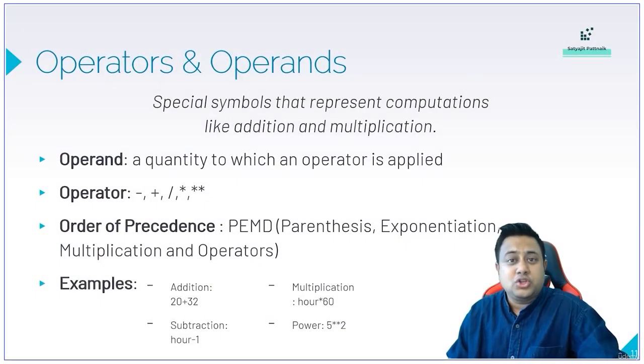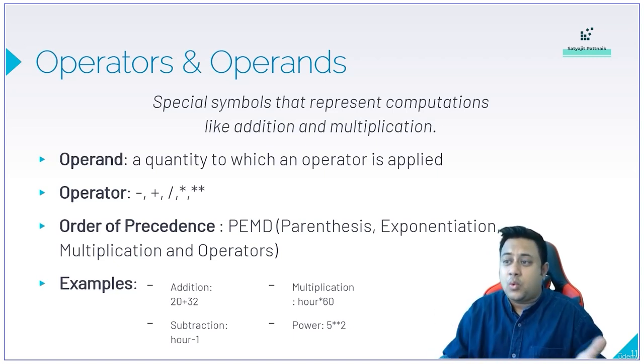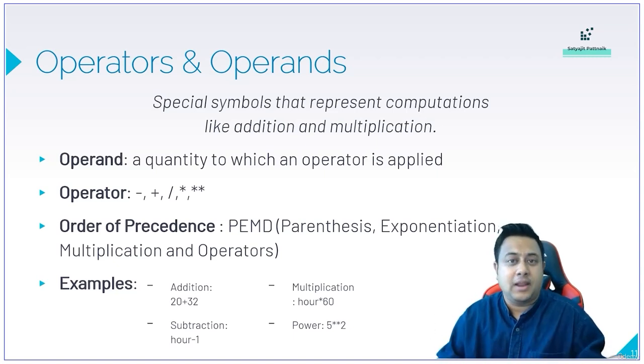After that, we'll also be studying operators and operands. Operators are special symbols that represent computations like addition and multiplication. Operand is nothing but a quantity to which an operator is applied. What are operators? Your plus, minus, division, multiplication, double star, which is termed as the exponential. All these are your operators. And an operand is nothing but a quantity to which an operator is applied.